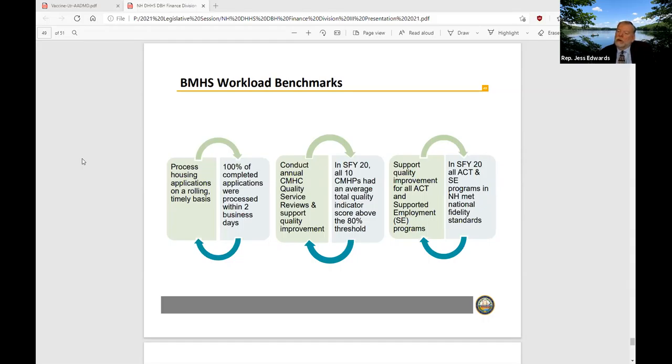For example, the processing of housing applications, that's a workload measure. Is there some standard of how many applications you want to fulfill in a given month or something? That's where that's going. And this slide is a long-term project where we can communicate to each other over the long run. This isn't fix it now. This is, you know, we're having a conversation about future conversations. Great, I like that.